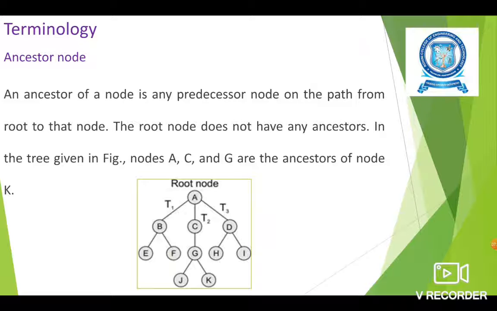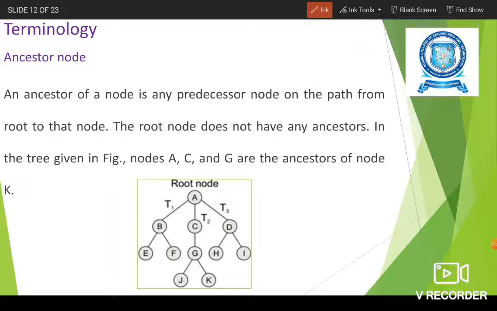Can you tell me the ancestor nodes of F? So it is B or A. Okay, you can say A and B are the ancestors of node F.